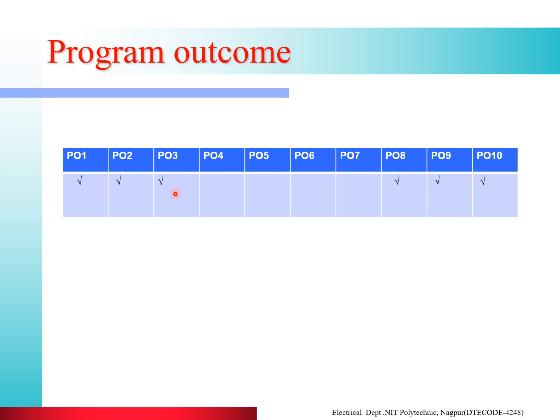Here the Buchholz relay is actually used in practice. So PO3 is mapped. PO8 and PO9, communication, is from the electrical signal. So PO8 and PO9 are mapped. PO10, we have seen how the Buchholz relay operates. So PO10 is mapped.